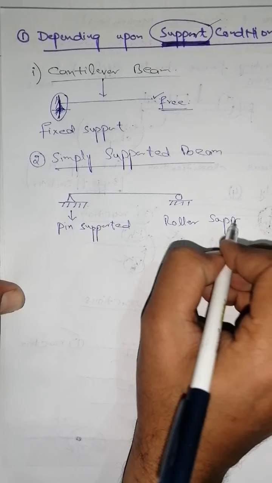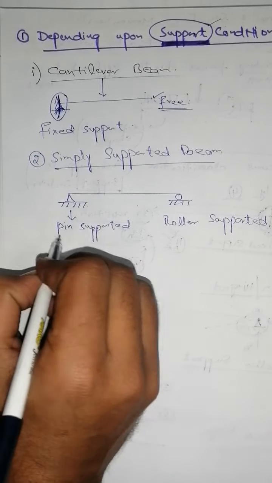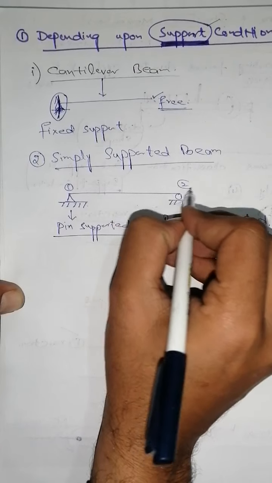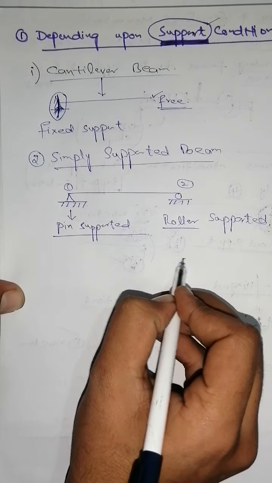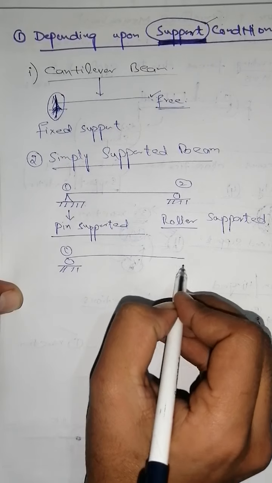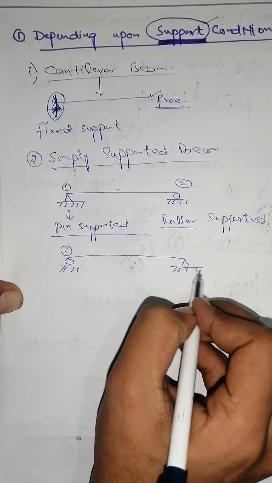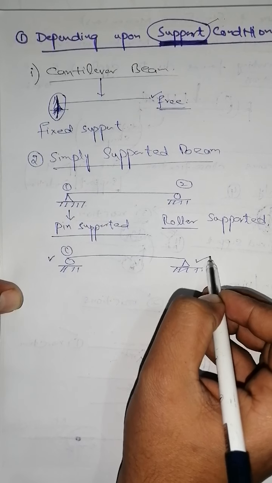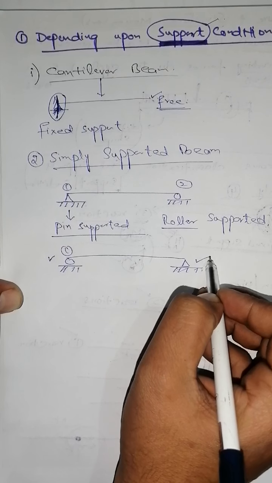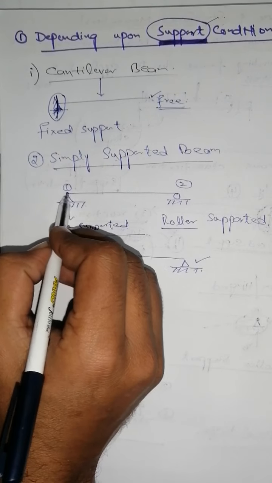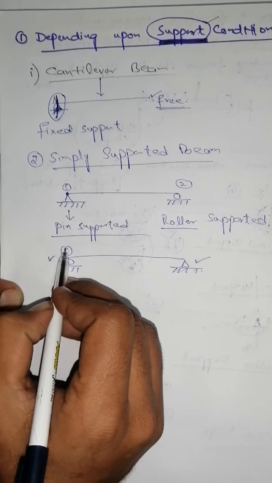It means that if a beam has pin support at its one end and roller support at its other end, then this can be like this as well: roller support at this end and pin support at this end. So the only condition is to have roller support at one end and pin support at the other end. They may be either way.